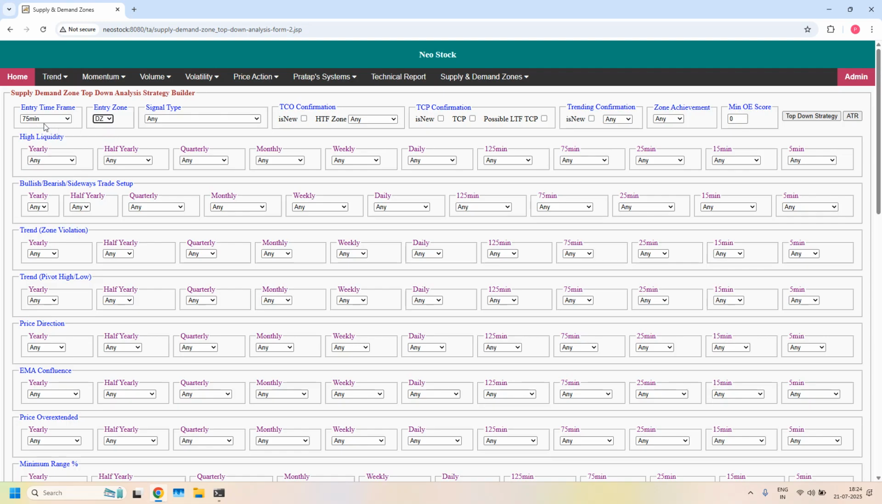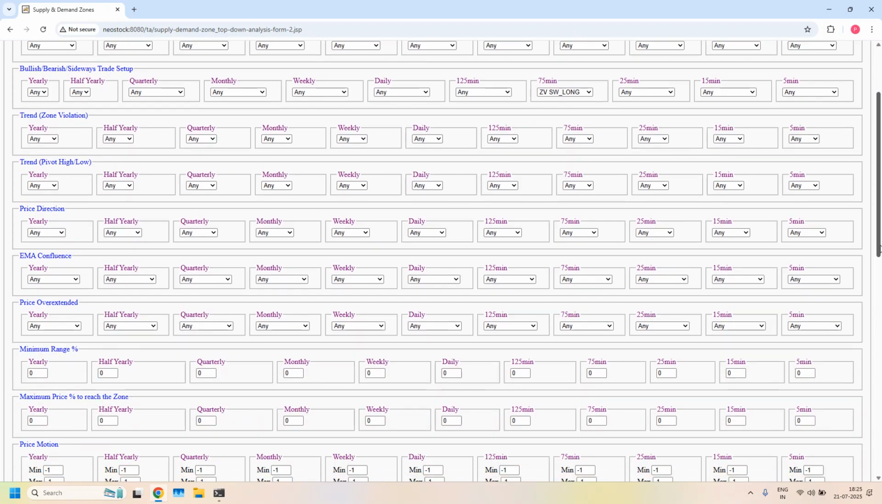Should be demand zone, 75 minutes demand zone, entry time frame. So bullish trade setup at 75 minutes, I am selecting sideways long. Zone achievement violated opposing zone, minimum odd enhancer score 11. And third filter we are adding on this 75 minutes demand zone. This is the first one, second one. And third one is the 75 minutes demand zone should not be pierced.